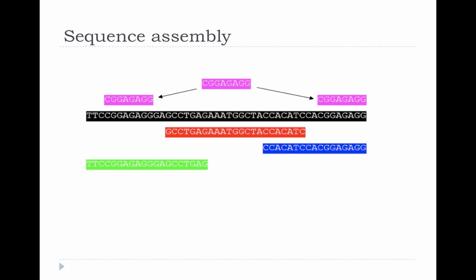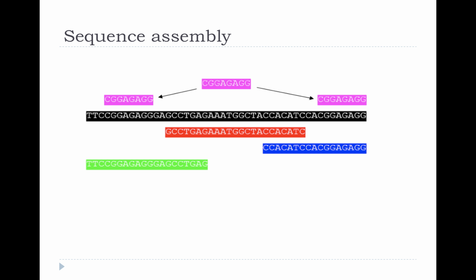So here you can see that we can look at that green sequence there, and we can see that it overlaps substantially with the red sequence there, so we could put those two together and make a contiguous piece of sequence out of them. And then we can see the red sequence there overlaps with the blue sequence there, and we can make a contiguous sequence out of them.